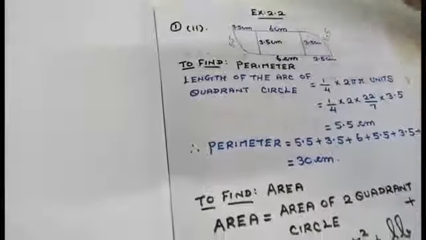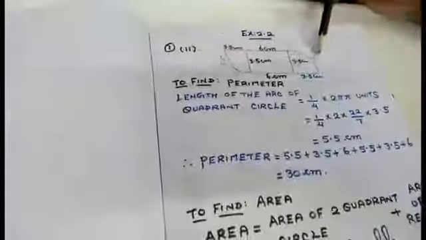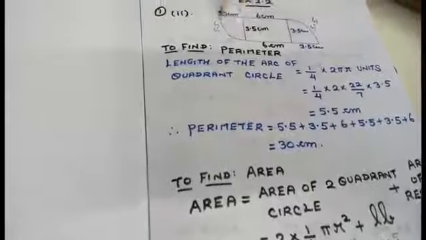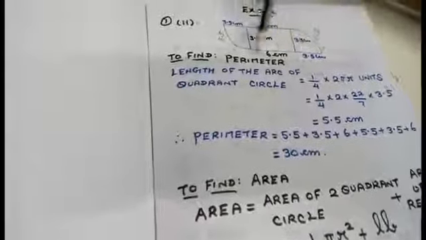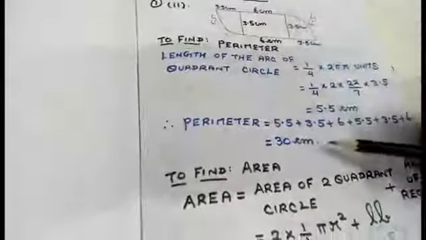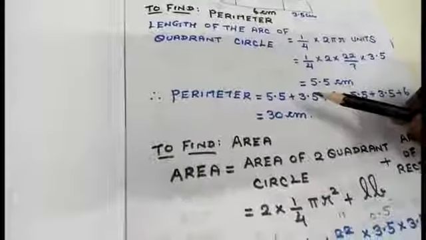Now I'm going to calculate all the values, that is 5.5, 3.5, 6, 5.5, 3.5, 6. For the outer boundary region, I'm going to calculate all the measurements, not inside. After calculating, I'm going to get the answer as 30 centimeter. So this is the concept of perimeter.